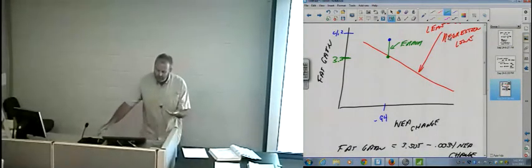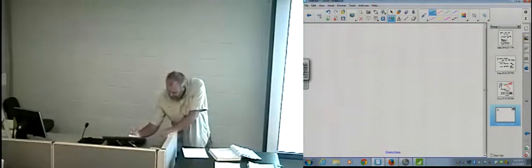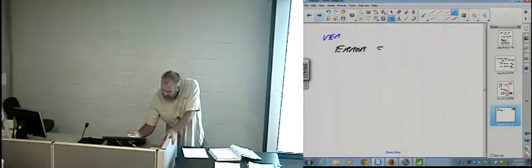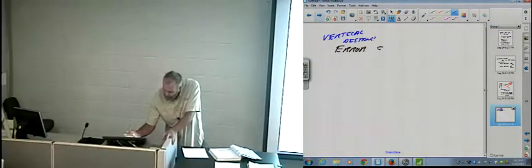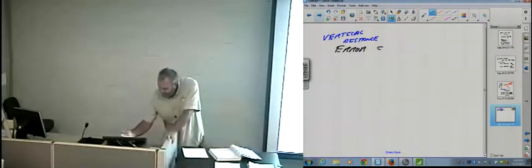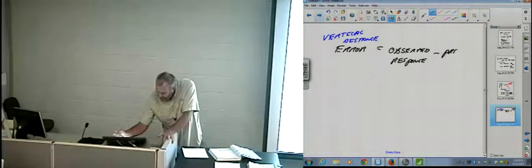Yep. So I'm going to do it like this. I'm going to give us another page, and I'm going to tell you we just made an error. And anytime you calculate that error, which is a vertical distance that the point is from the line, you always take the observed response minus the predicted response.